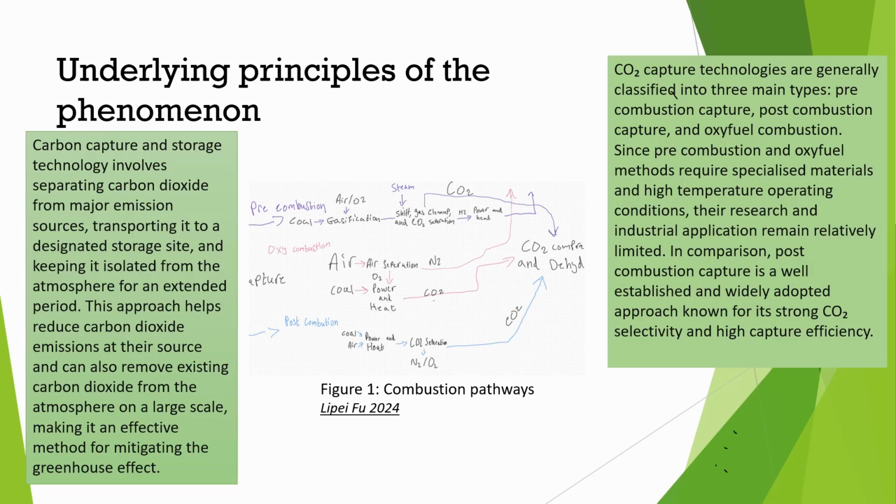Now moving on to the underlying principles. Carbon capture and storage is based on separating carbon dioxide from industrial exhaust gases before it's released into the atmosphere. The process relies on chemical and physical science, specifically how carbon dioxide behaves differently from other gases, allowing it to be selectively captured, compressed, and stored underground.